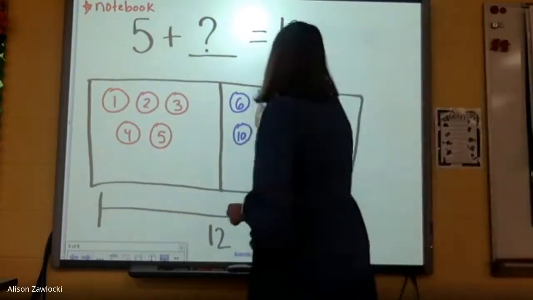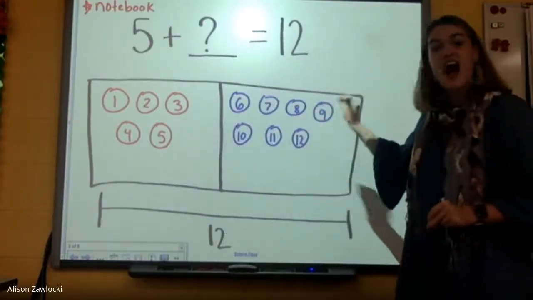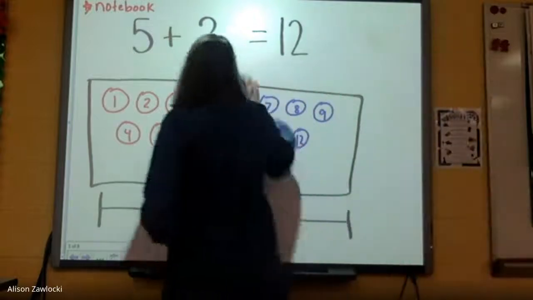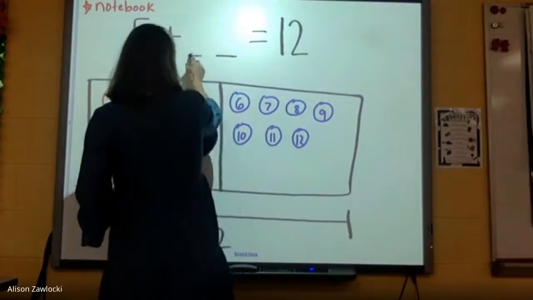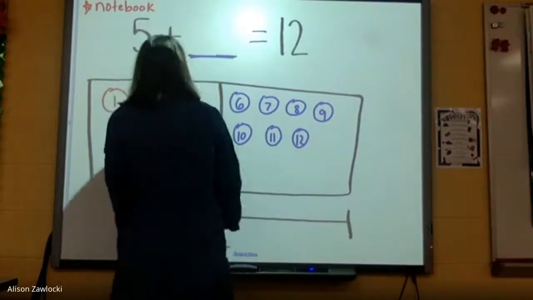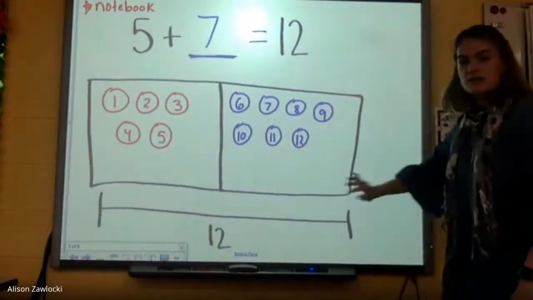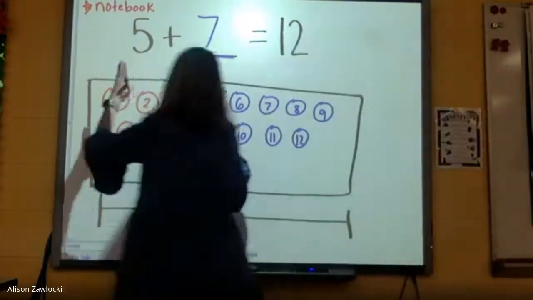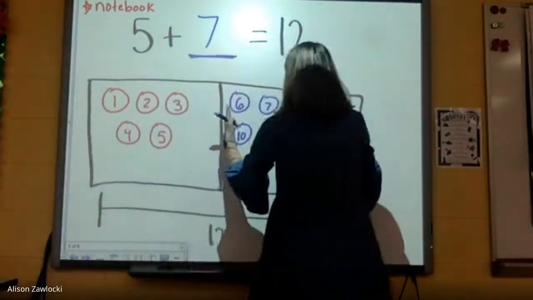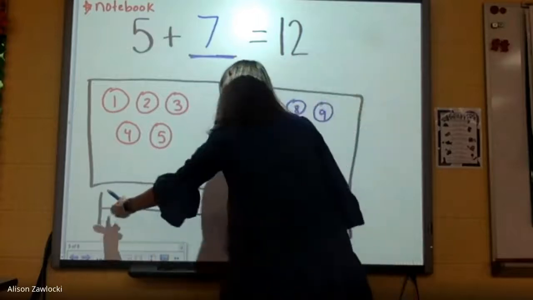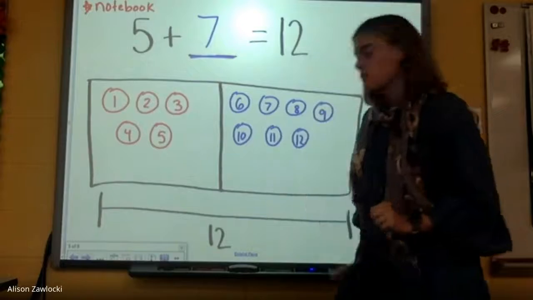Now, I will find out my missing addend by counting how many counters I put on this side. Let's see. 1, 2, 3, 4, 5, 6, 7. I have 7 circles on this side for this part. So I'm going to put 7 right here. 5 plus 7 equals 12. So notice how my chart shows me that I have one part over here. There are 5 counters over here. I have 7 counters over here. And added together, you get 12. So 5 plus 7 equals 12.